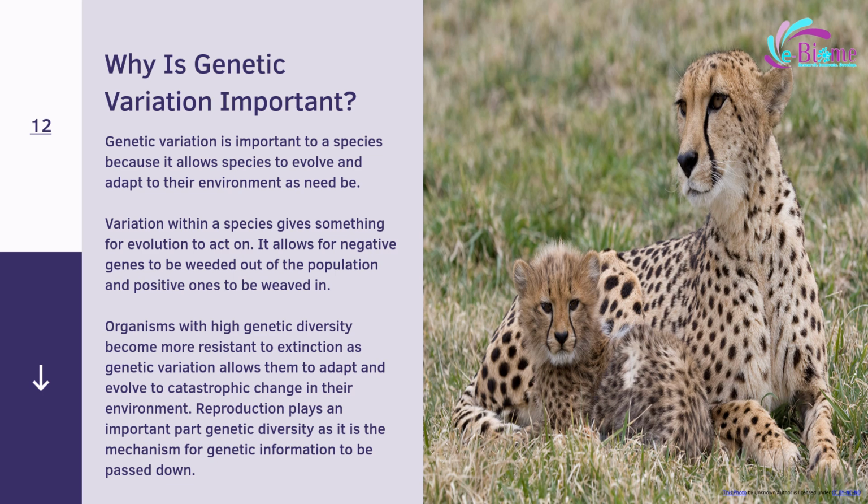Organisms with high genetic diversity become more resistant to extinction, as genetic diversity or genetic variation allows them to adapt and change to catastrophic or drastic changes in their environment. Reproduction plays an important role in genetic diversity and genetic variation because it is the mode for how genes get passed on from one generation to the next. It's also important for genetic variation as reproduction can cause genetic variation or can hinder it, depending on what mode of reproduction an organism uses.